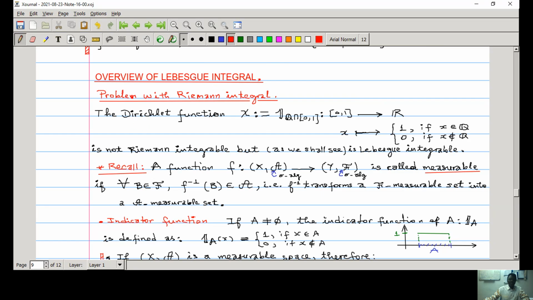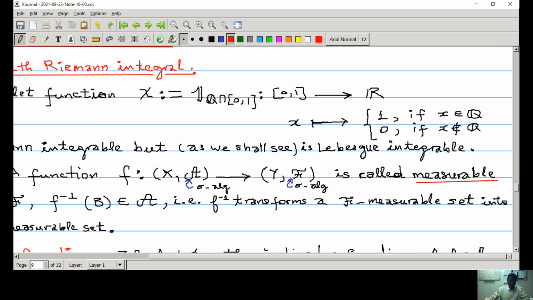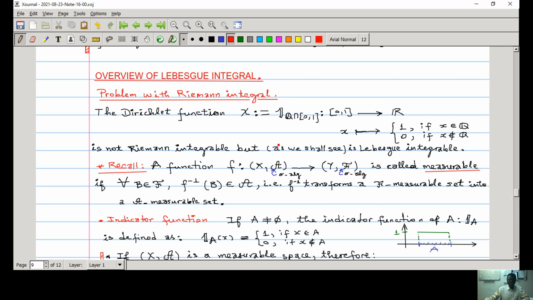In order to define the Lebesgue integral, we need, first of all, to motivate why we need it. It's simple: it was noticed that there are functions that are not Riemann integrable, but whose integral exists in the Lebesgue sense.